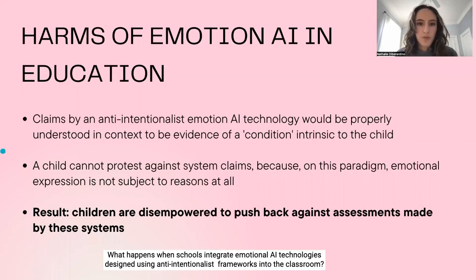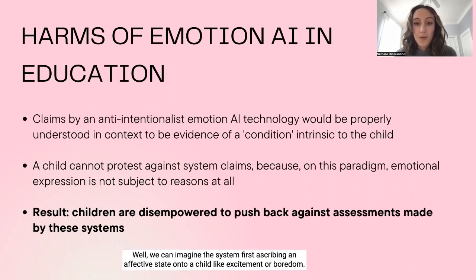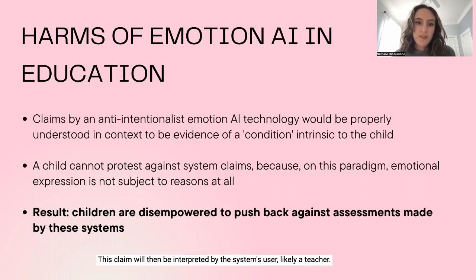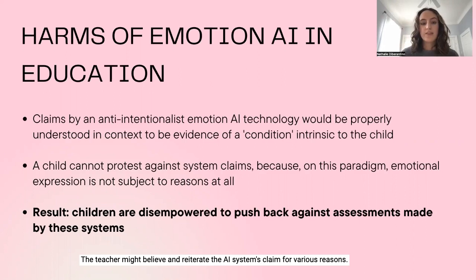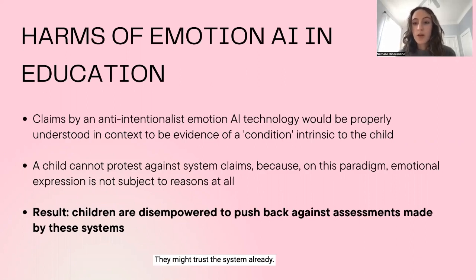What happens when schools integrate emotion AI technologies designed using anti-intentionalist frameworks into the classroom? Well, we can imagine the system first ascribing an affective state onto a child, like excitement or boredom. This claim will then be interpreted by the system's user, likely a teacher. The teacher might believe and reiterate the AI system's claim for various reasons. They might trust the system already, or have already suspected that the child was not paying attention.